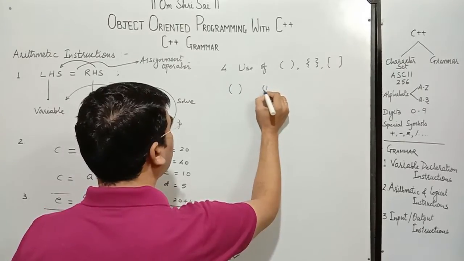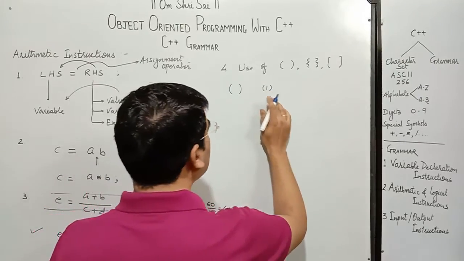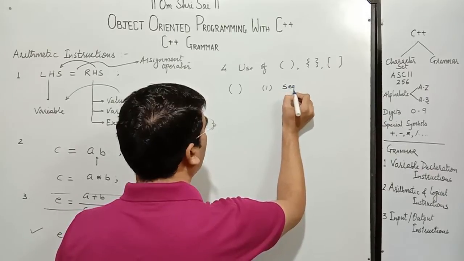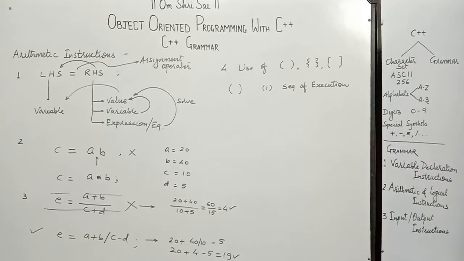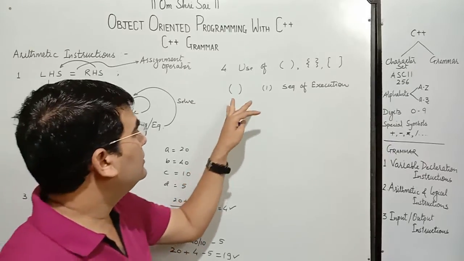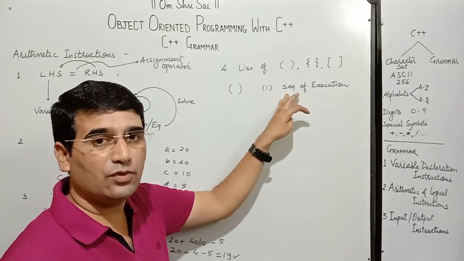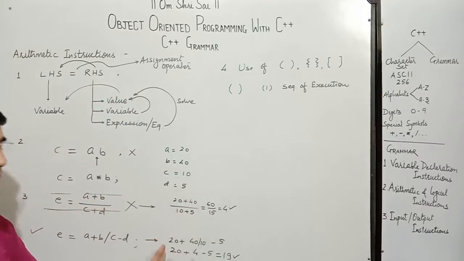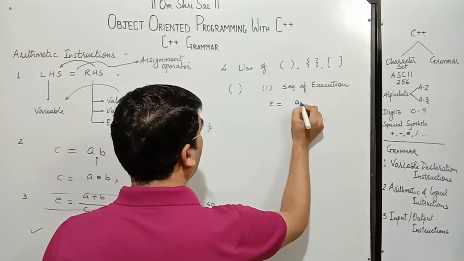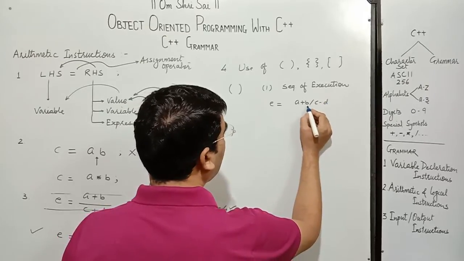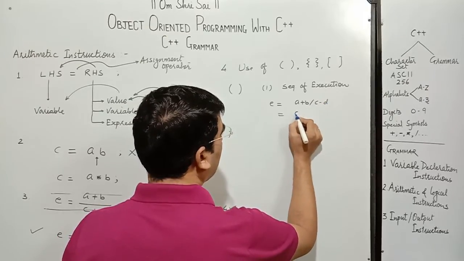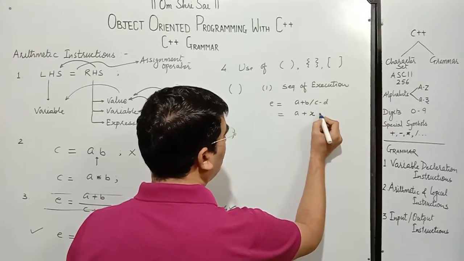The first use of parenthesis is to decide the sequence of execution, and that is very much similar to mathematics. In mathematics also, parenthesis is used to decide the sequence of execution. To resolve such a problem, E is equal to A plus B divided by C minus D, first of all, B divided by C will be solved. Let's say a quantity X is obtained.